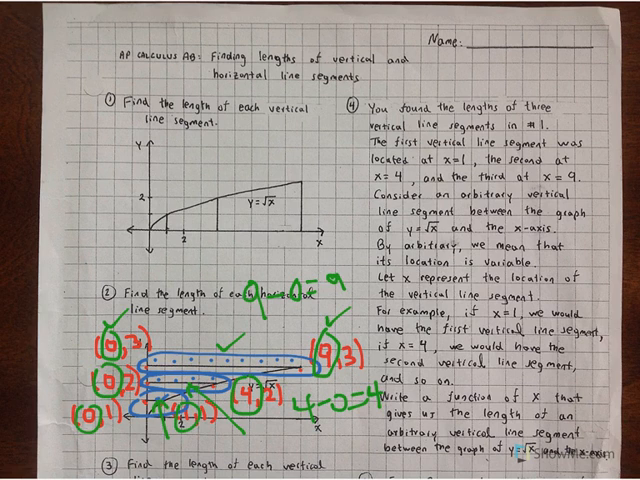So how can we generalize? That's what number 5 is about. Here's what we've observed in number 2. To find the length of a horizontal line segment, what we have to do is take the x coordinate of the right endpoint and subtract from that the x coordinate of the left endpoint. So let's see if we can do that for an arbitrary horizontal line segment.